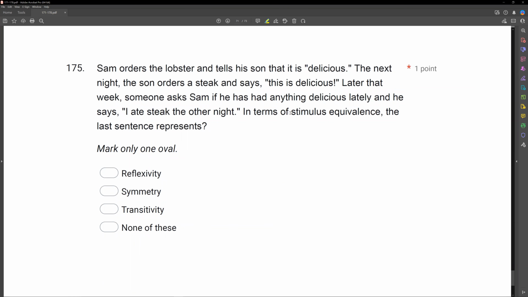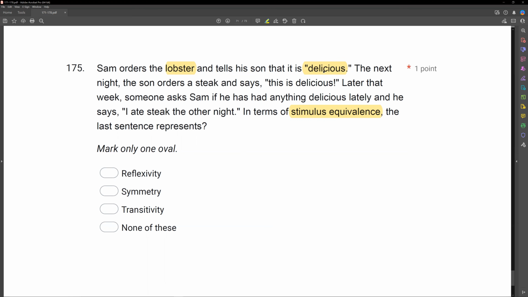Okay, we're thinking in terms of stimulus equivalence. We're thinking reflexivity, symmetry, transitivity. When we get stimulus equivalence questions, my advice would be to map it out or label your different variables. It's up to you, but let's go ahead and do that, right? So we have lobster. Let's make that A, and delicious is B, right? So lobster equals delicious, A equals B.